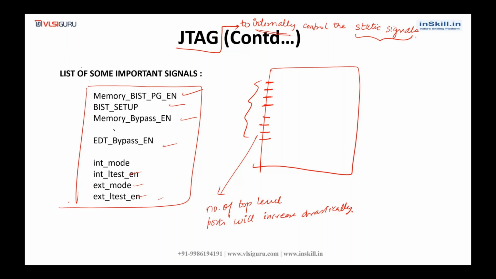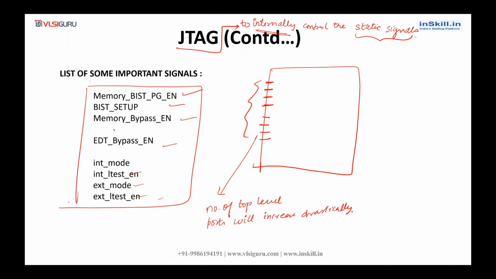So as these static signals are internally controlled using JTAG, the number of ports from the top level can be minimized. Okay, so that is how JTAG is actually used to minimize the number of ports from top level. So in the JTAG course, we will be discussing the JTAG TAP architecture, the JTAG FSM, the various states of JTAG FSM. We will also take an example illustration and explain the various states of JTAG FSM.